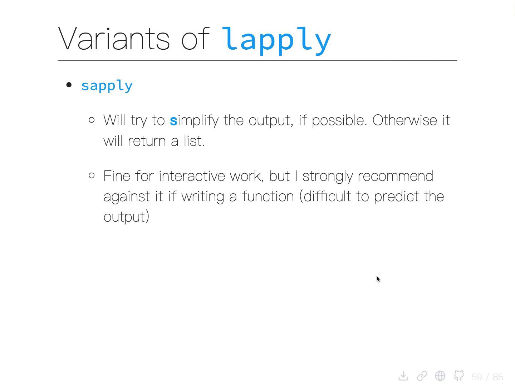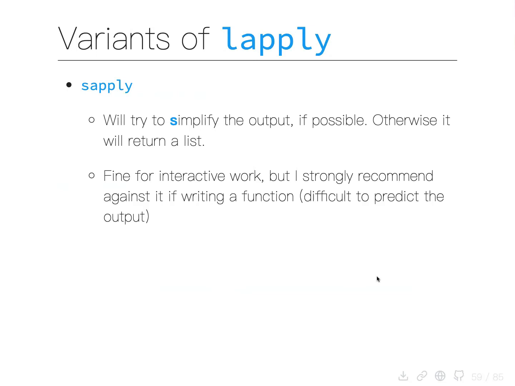sapply is the simplest solution. The s in sapply stands for simplify. And so what it will try to do for you is take your output and try to simplify it for you. Okay, so this is totally fine for interactive work, but I strongly recommend against it for programmatic work, because when it's doing that simplifying step, it is super unpredictable. Okay, so just like lapply is very type safe and very predictable, sapply is the opposite.